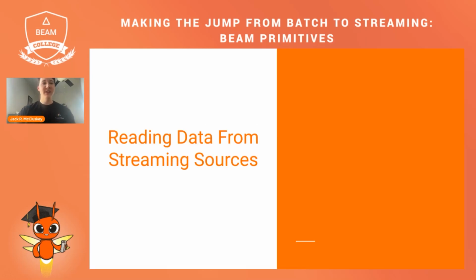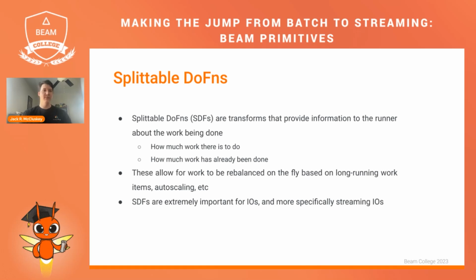This is probably the most surface level thing we explain here: reading data from streaming sources is a little different than reading data from bounded sources. If you're familiar with Beam, you may have heard the term splittable DoFn before, or SDFs. These are transforms that provide information to the runner about the work being done, usually with two key things being how much work there is to do and how much work has already been done. These allow for splitting that work, which is why they have their name. The idea is that you can rebalance your work on the fly if things are taking too long, or if you have more workers and need to scale up.